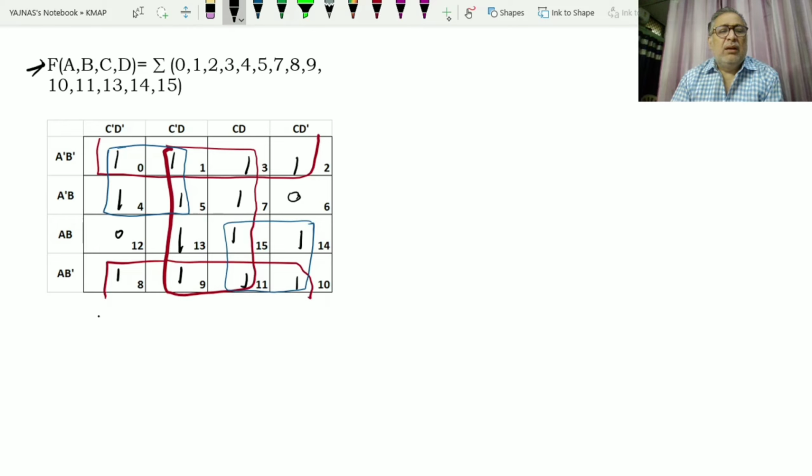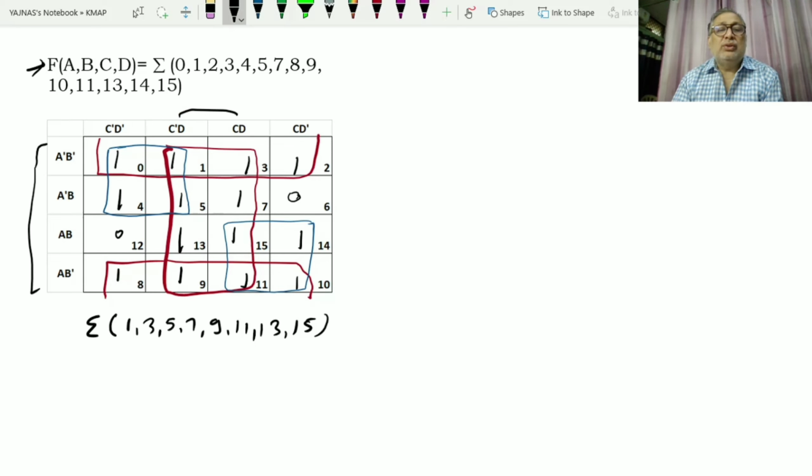No, sir. So first of all, the octet: we look at the octet 1, 3, 5, 7, 9, 11, 13, 15. If you look at the left of this octet, A and B are changing. So we have to look at these two. So only D is constant. Okay. In the pair, 1 variable is reduced. In the quad, 2 variables are reduced. In the octet, 3 variables are reduced.